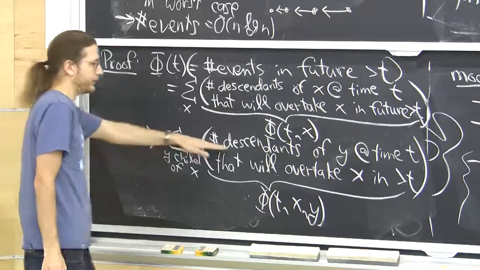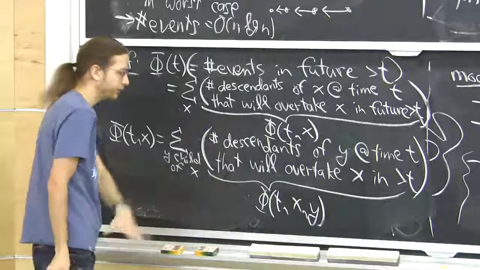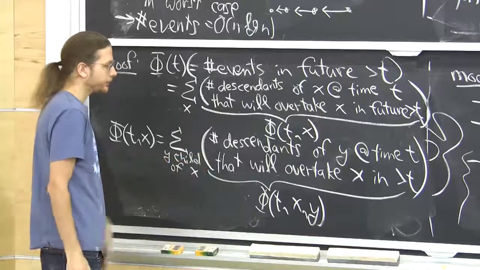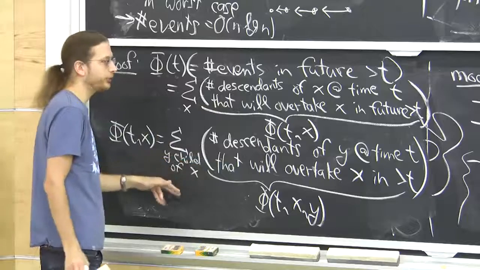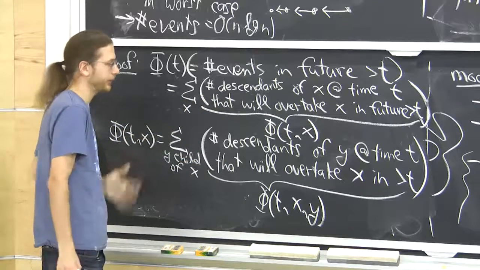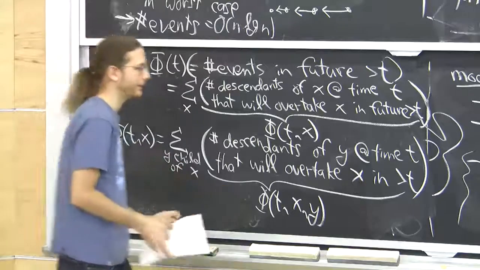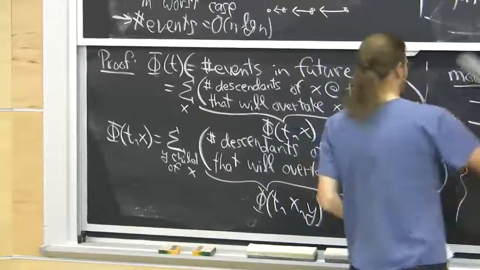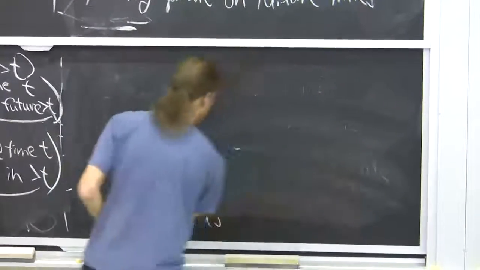And by descendants of y, this is including y itself. So there's y and all of its children, descendants, whatever. Which of those will overtake x? If I add that up for both children, that is the total number of descendants of x that will overtake x. So this equality is trivial. Mainly I wanted to introduce that. Okay, so now let's look at an event, see what changes.